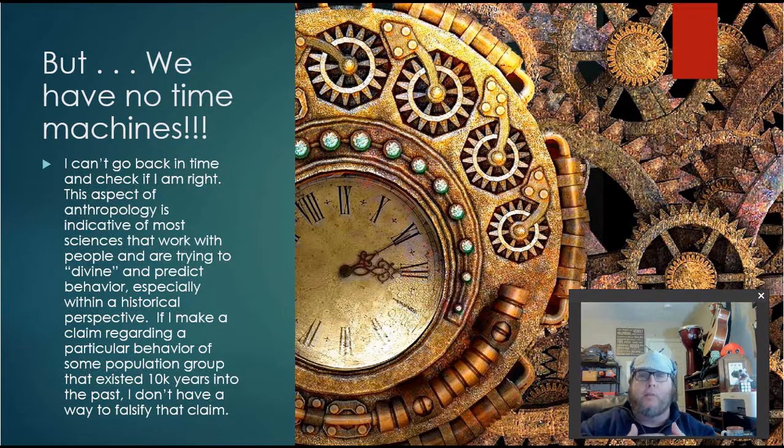The common aspect of anthropology, which is indicative of any sciences that work with people or are trying to divine and predict behavior, especially from a historical perspective, is that we're talking about things that are too vast and complex for us to do these kinds of things. Again, it would be incredibly impossible to falsify these hypotheses. In other words, if I make a claim regarding a particular behavior of some population group that existed 10,000 years ago, I don't really have a way to falsify that claim.